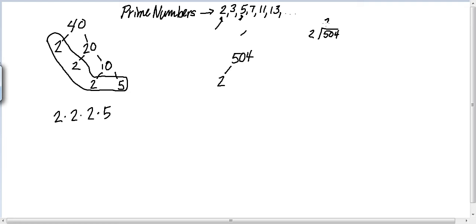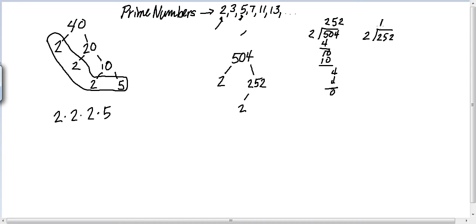So in this case, I'm going to come over here to the side and do 2 into 504. You're welcome to use your calculator on something like this to save a little bit of time, though I suggest you don't. So 2 goes into 504 252 times. Let's stick with 2 now. 2 goes into 252. Let's see how many that goes.